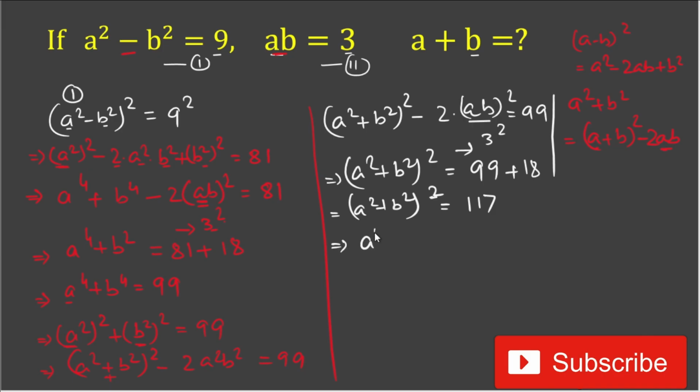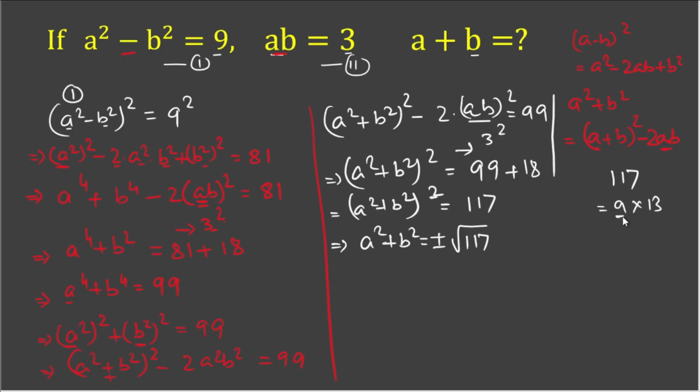So we can write the value of a square plus b square, that will be plus minus square root 117. So 117 we can split as 9 and 13. So 9 is square of 3, so the value of this term will be 3 square root 13, and that will be positive and negative. So the value of a square plus b square is plus minus 3 square root 13. Now we have a square plus b square, here also a square plus b square, if we subtract 2 times ab we will get a plus b whole square.